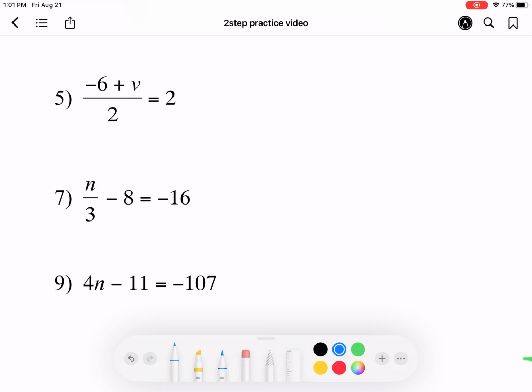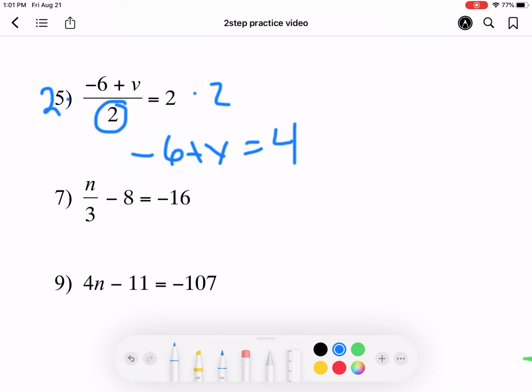So the first thing I'm going to do is I'm going to move this, because it's multiplication or division. And we know through PEMDAS, that's what we do first. So we're going to undo it. So it's being divided by 2, so I would multiply by 2 to get rid of it. So I'm going to multiply both sides by 2. And I'm going to be left with negative 6 plus v is equal to 4.